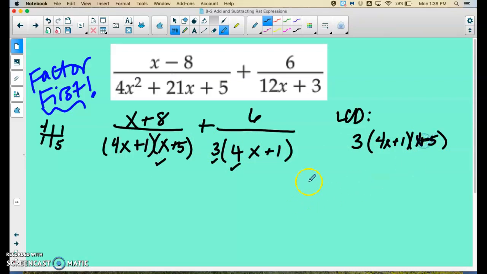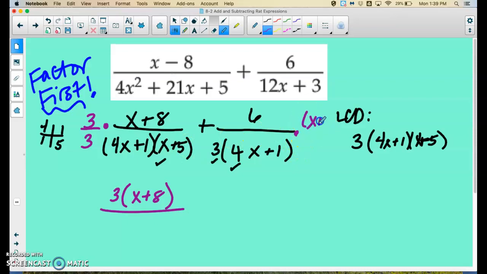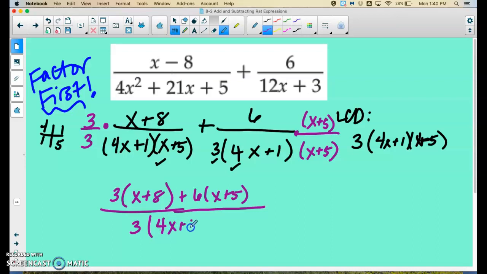That's a plus 5. So now you got to think, okay, what's missing from this first fraction? What do I need to multiply by? Right, the 3. So we multiply by 3 over 3, so that's going to be 3 times x plus 8. And then over here, what are we multiplying by? What's missing? Right, the x plus 5. Okay, so that will be plus 6 times x plus 5. We can put these together now into one big fraction, because we have the common denominator.